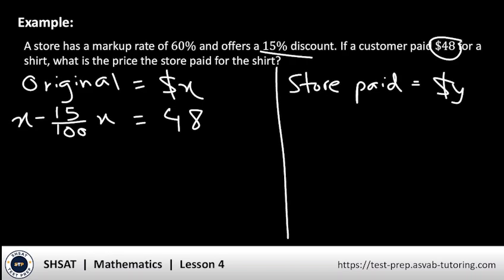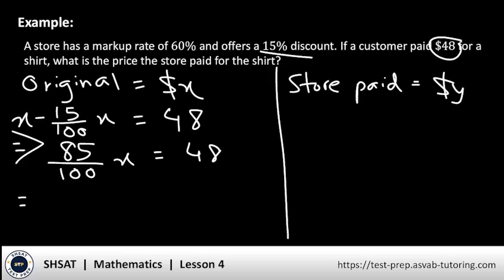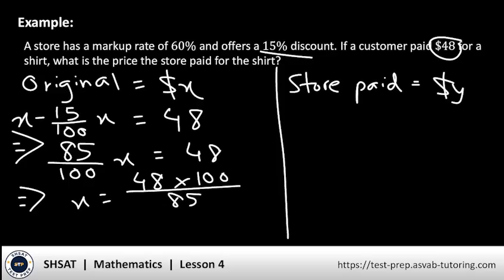And now, just like we did in our previous math, that automatically means it's 85 over 100 X equals 48. So X equals 48 times 100 over 85. Let's simplify 100 with 85. If I take 5 here, it's going to be 17 and 20. So 48 times 20 over 17. Let's write our answer in decimal. That gives me 56.47.